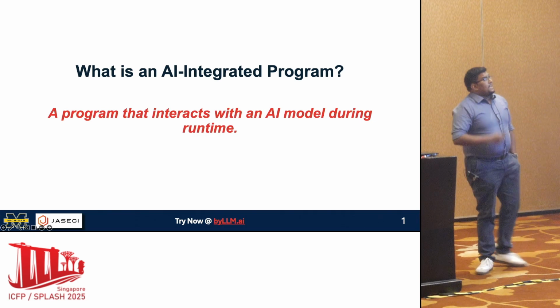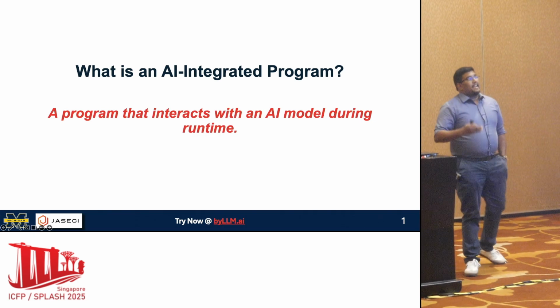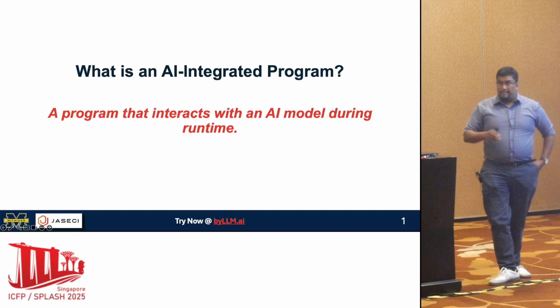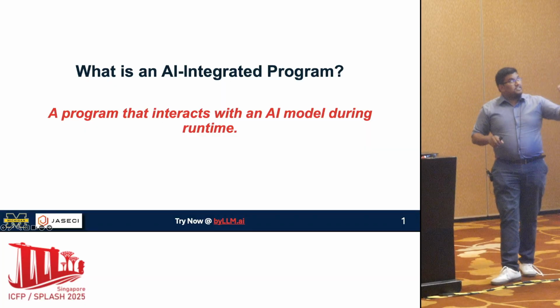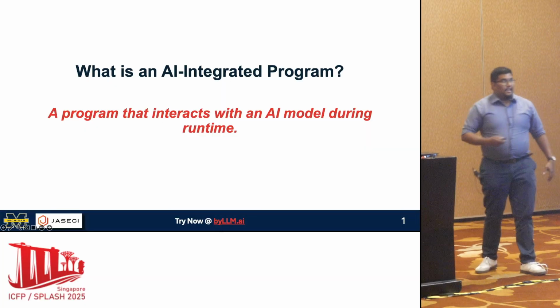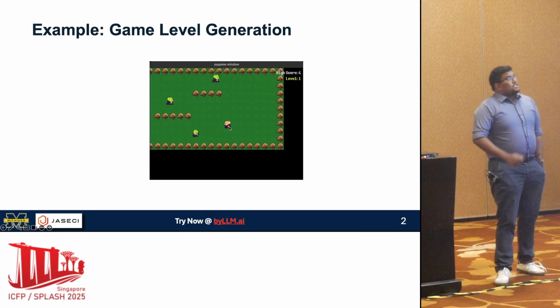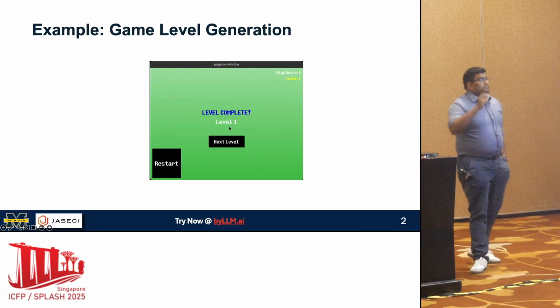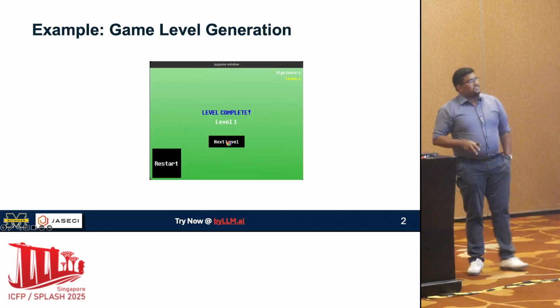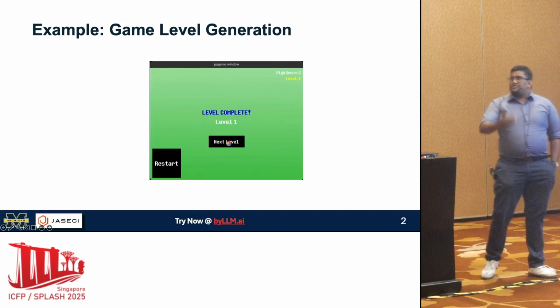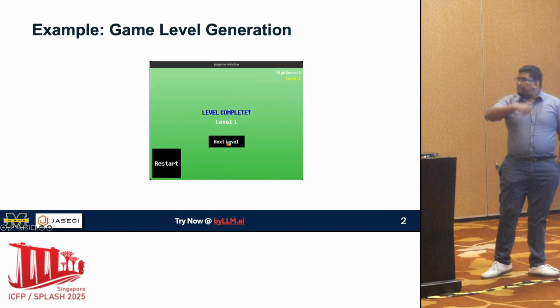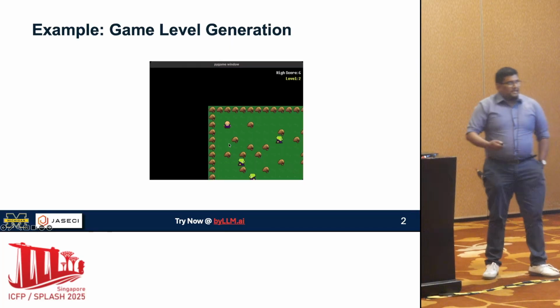An AI integrated program is basically a program that interacts with an AI model during runtime, not the code generation way. When I say AI integration, it means it interacts with the LLM during runtime. As a motivating example, I'm picking a game level generation example. It's a 2D game. Each level is going to be generated by an LLM. It generates the map, and we just play the game.